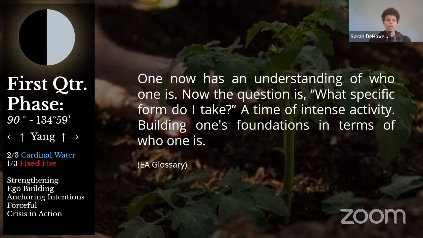Okay. The Evolutionary Astrology Glossary says, one now has an understanding of who one is. At least, you know, to the extent that we're at this point, a quarter of the way through 360 degrees. So now the question is, what specific form do I take? What form do I take? A time of intense activity, building one's foundations in terms of who one is. Very, very pivotal point, the first quarter phase.